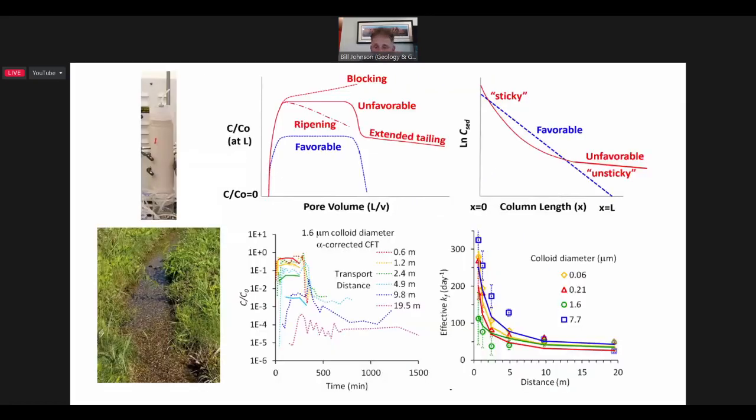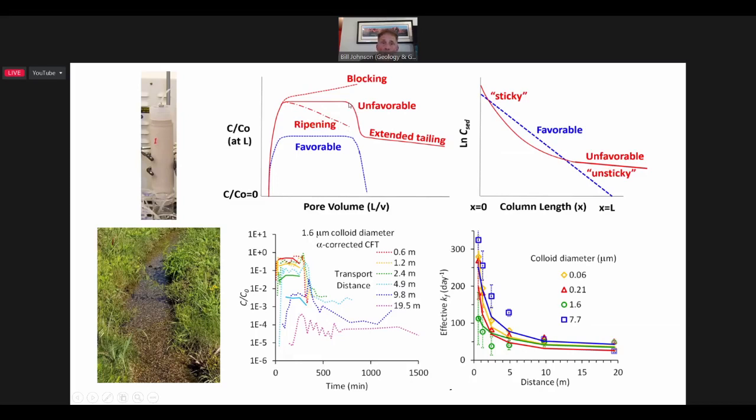Under unfavorable conditions, where the surfaces are like-charged, and again, in the environment, they tend to be both negatively charged, things get much more complicated. We can have, instead of a steady state plateau, blocking, where the attachment of colloids prevents further attachment of additional colloids. And so the steady state plateau, in fact, rises as you inject the colloids. Or the attached colloids actually attract more colloids to the sediment surface, and that's a process called ripening. And the steady state plateau is not constant, it actually decreases as you inject more.